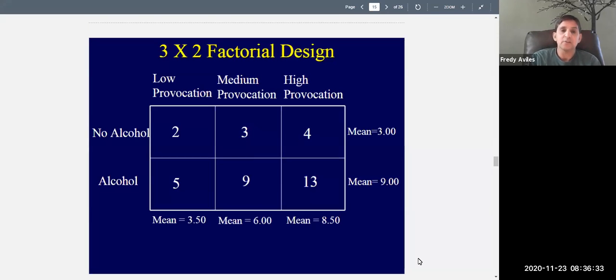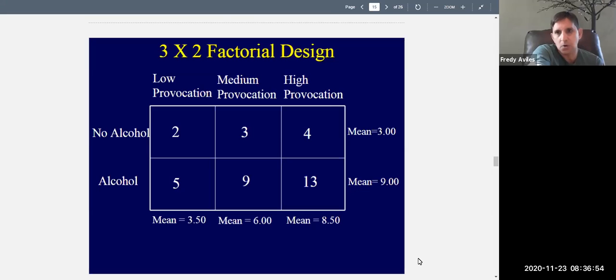So you can see that as you go from low provocation to medium provocation to high provocation, you have increasing aggression. You go from 3.5 to 6 to 8.5. That means that the higher the level of provocation, the higher the aggression. There's a main effect of provocation. That's what that means. And now let's look at the average for no alcohol.